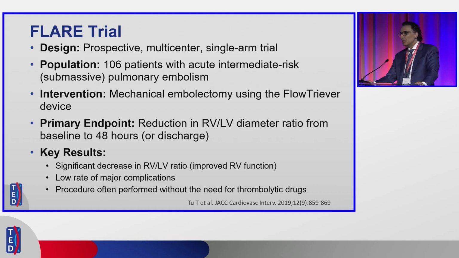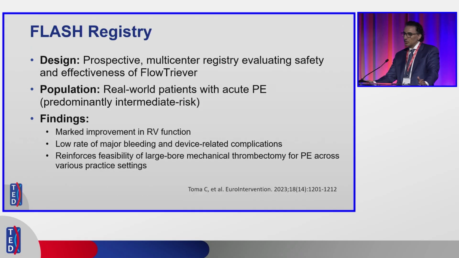So this FLAIR trial looked at 106 patients with intermediate risk PE. They underwent mechanical thrombectomy using the FlowTriever device. They looked at RV-LV diameter ratio from baseline to 48 hours. There was a significant reduction in that ratio, low rate of major complications, and then importantly, the procedures were performed without need for thrombolytic medications.